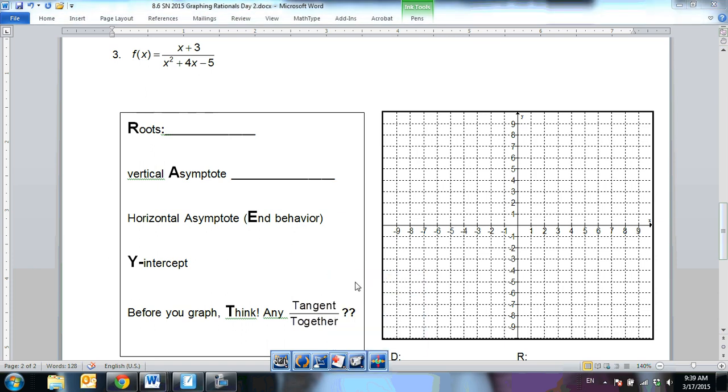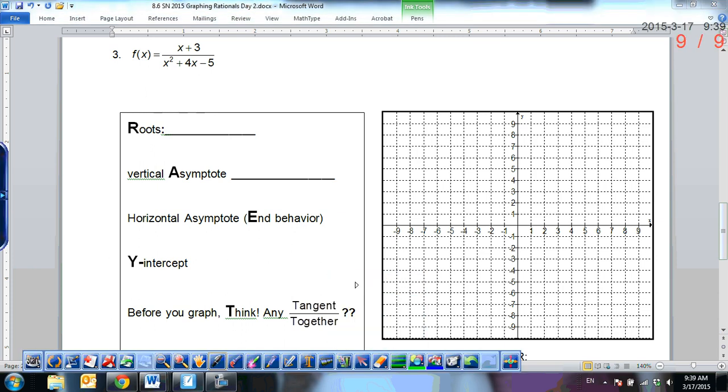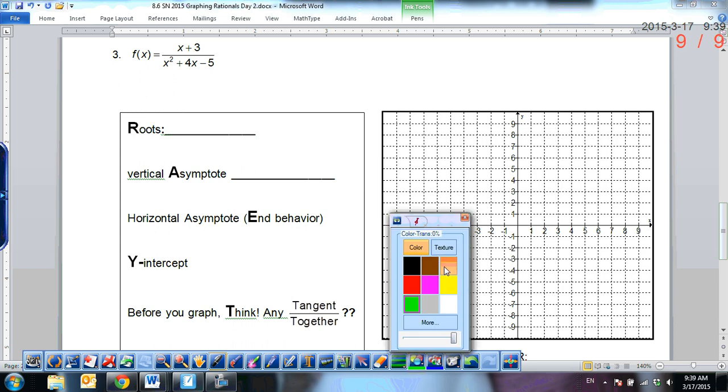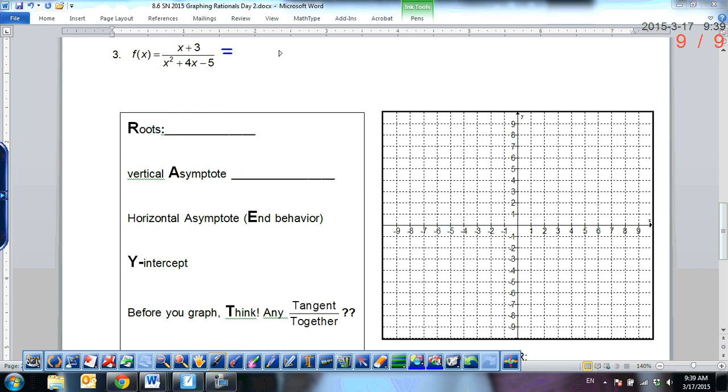All right. Before we start filling out our information, you're going to factor anything that can be factored, because we always do the F first. So the numerator is good. How would the denominator factor?